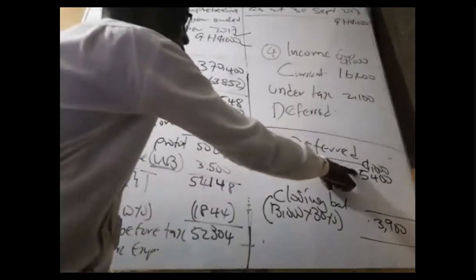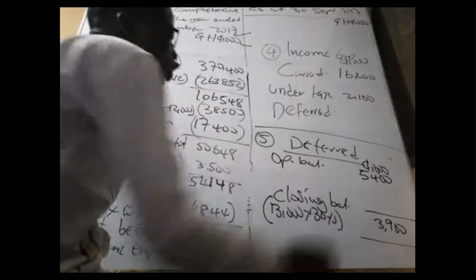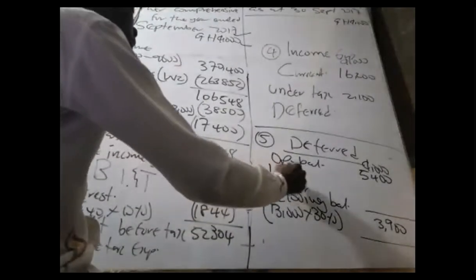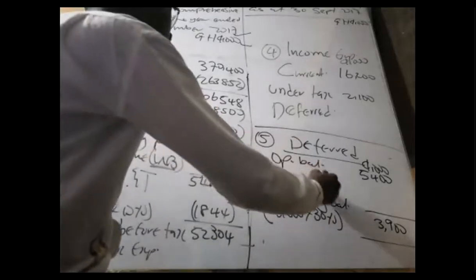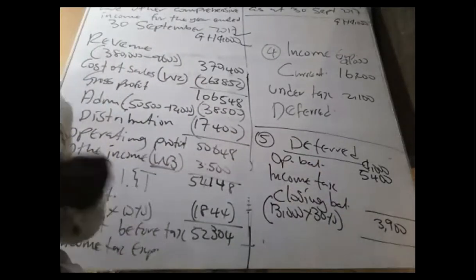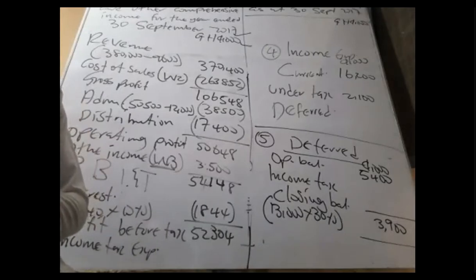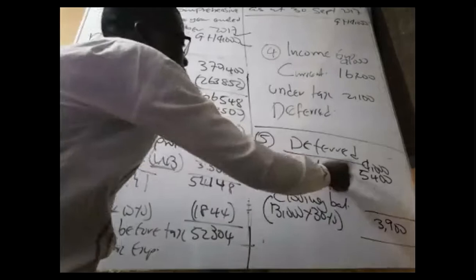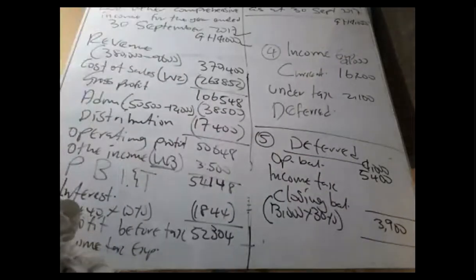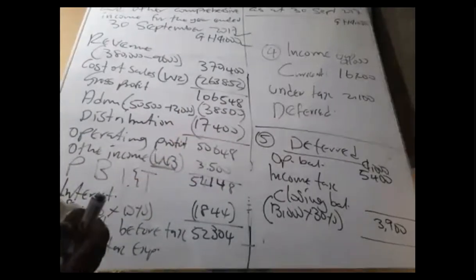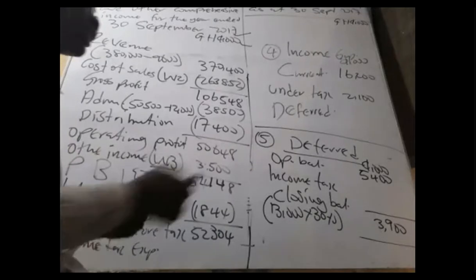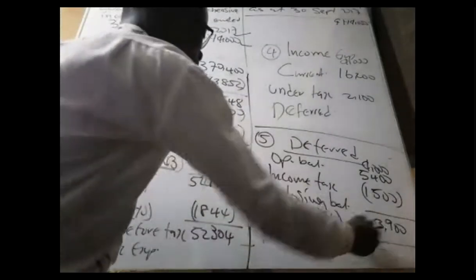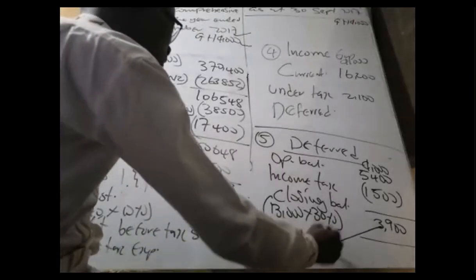If the opening balance is 5,400, but the closing balance is 3,900, what should I add to 5,400 so that I can get the closing balance? Tell the examiner it must go into the income tax calculation or the P&L. Should I add 1,400 to it? I should subtract it. You have to less 1,500 before you can get this. Please tell the examiner this figure goes to the balance sheet as a non-current liability.